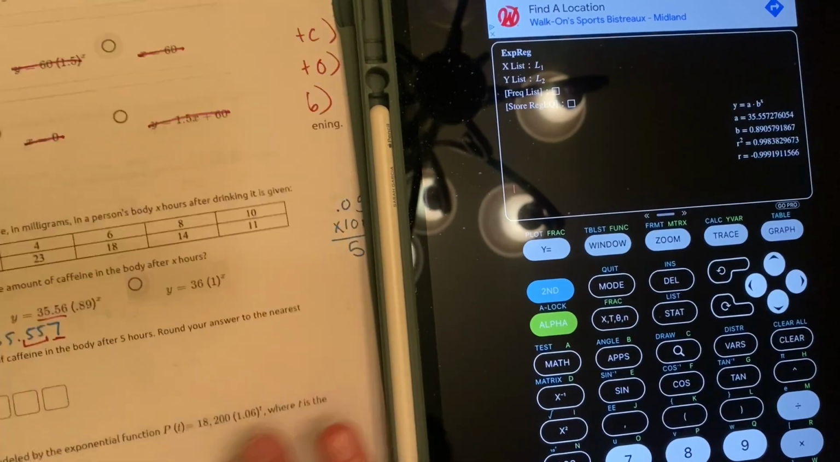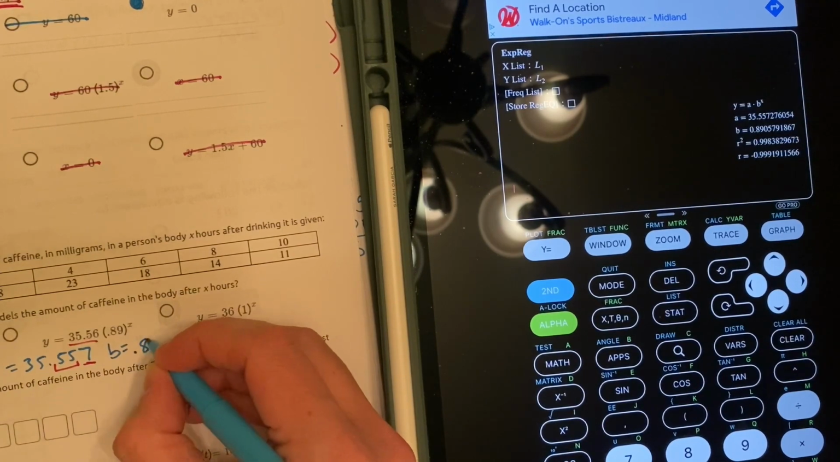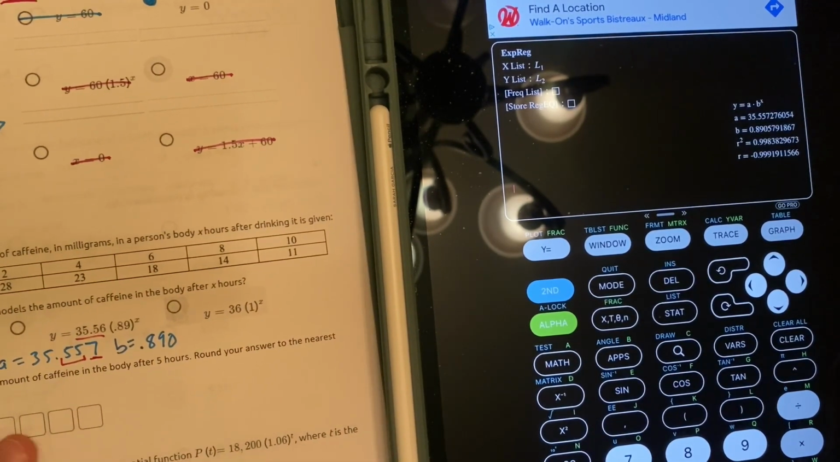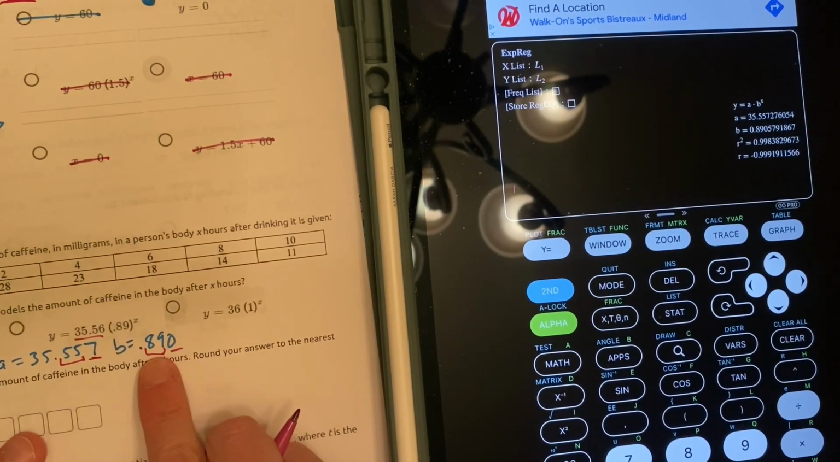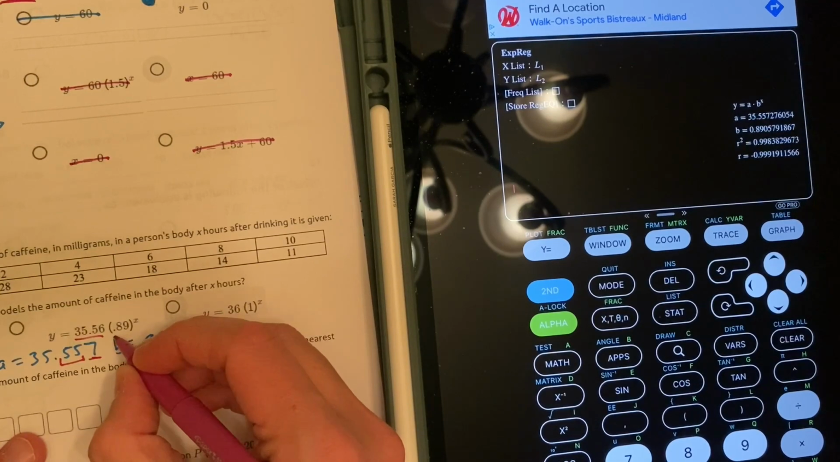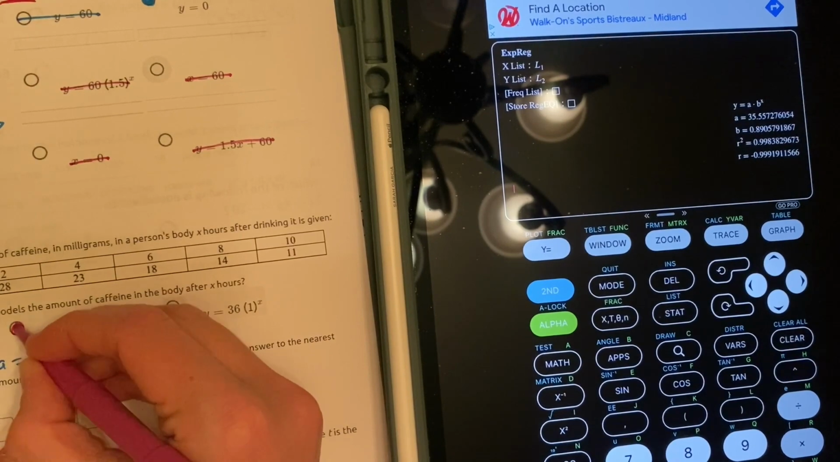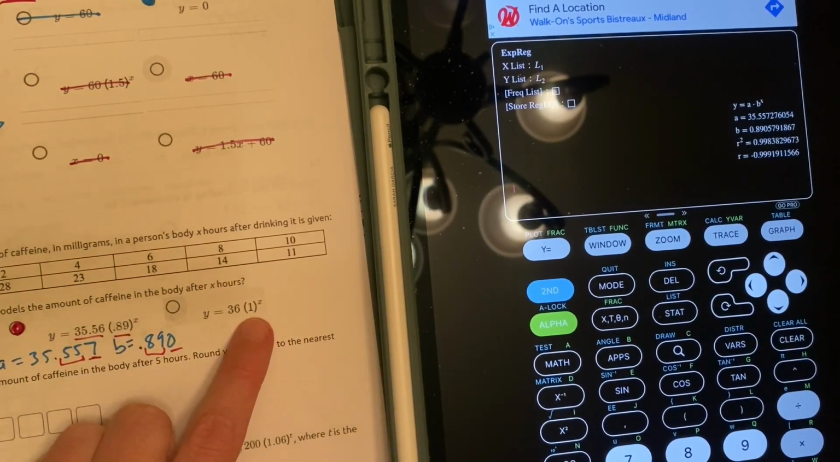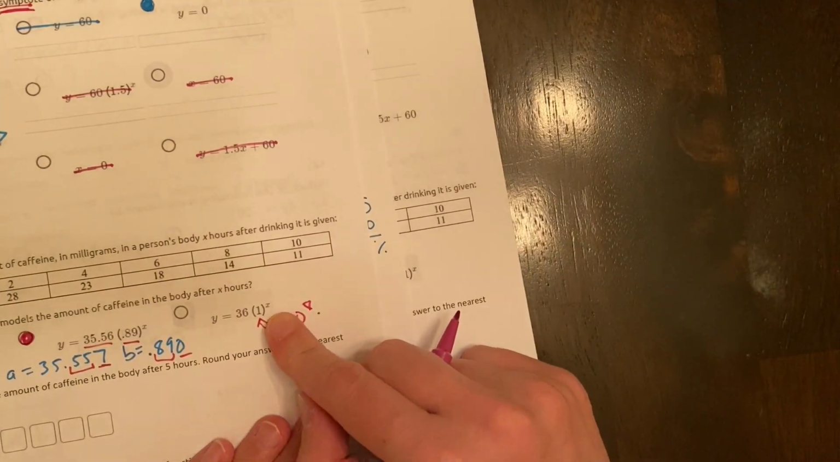B is equal to 0.890. Okay. So since this is between 0 and 4, we will keep this number. So 0.89. So A is this number, B is that number. Just a reminder, B cannot be 1. If this is 1, that is not your answer ever, okay? This is a big no-no. You cannot have a 1 there.